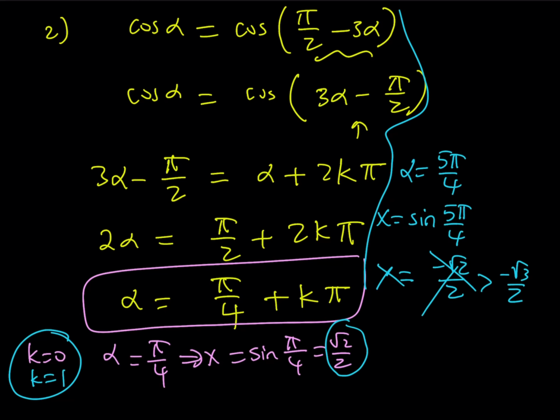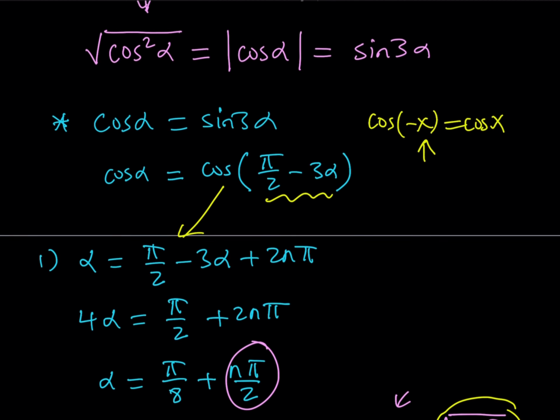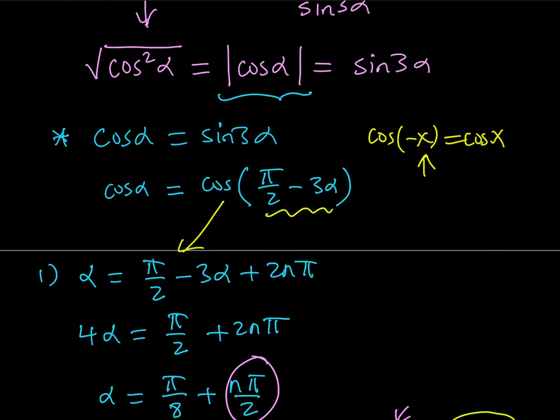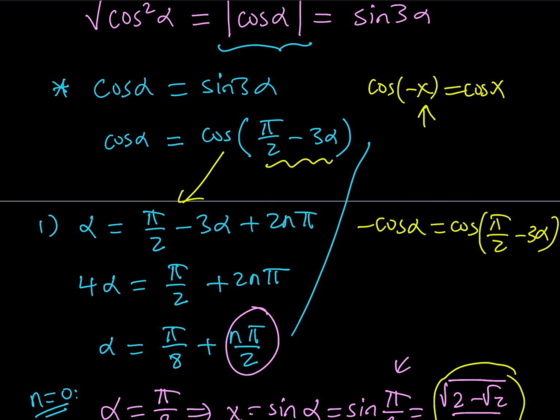Remember, when we talked about the absolute value here, we said that we also have a negative value, right? Because we look at the absolute value of cosine. So what about the negative cosine? What if negative cosine alpha is equal to sine 3 alpha, which can be written as cosine of pi over 2 minus 3 alpha? Let me just show you a little bit of this. Negative cosine alpha can be written as cosine of pi minus alpha, because you can't really write it as cosine of negative alpha, since cosine is even. Therefore, you can only write it this way.